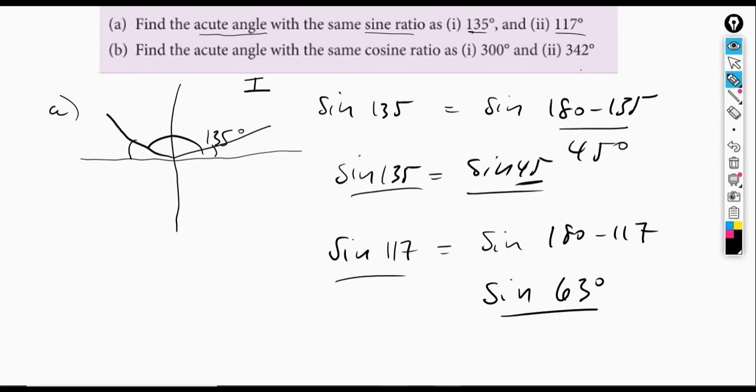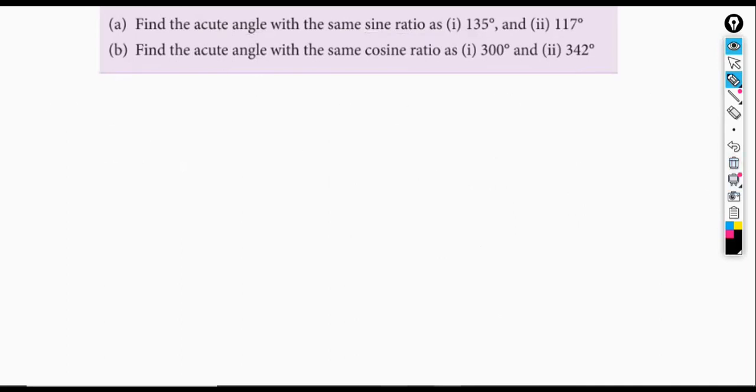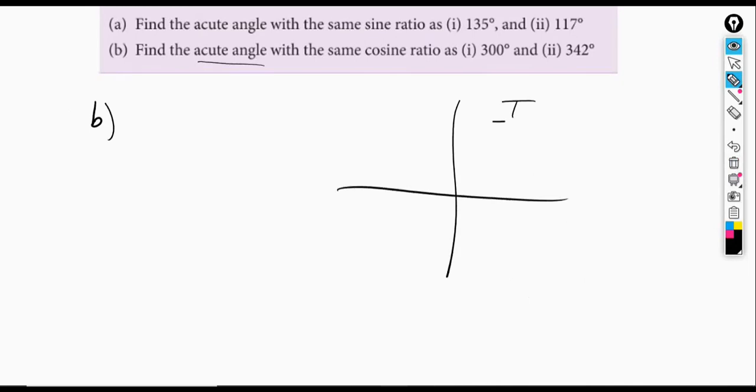Okay, so let's focus on cosine. To do that, let's get rid of all this, and let's work on B, where they say find the acute angle. So that again is going to be here in the first quadrant with the same cosine ratio as 300 degrees. So where's 300 degrees? Well, more or less here, okay? So if all of this is 300 degrees, remember that our reference angle is this one. And also remember that cosine is positive here and also positive here, because our reference for cosine is x, right? So really they want us to find this angle.